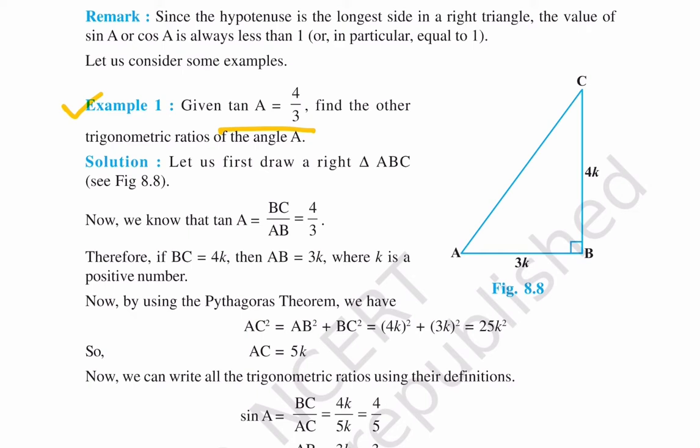Firstly, we will find the sides of the triangle and the hypotenuse. By the definition, tan A is given as the ratio of the normal to the base. So suppose tan A is equal to 4 by 3, which is equal to k. In that case, the normal will be 4k and the base will be 3k. So the hypotenuse will be the square root of this square plus this square: 16 plus 9, 25, that will be equal to 5k, right?